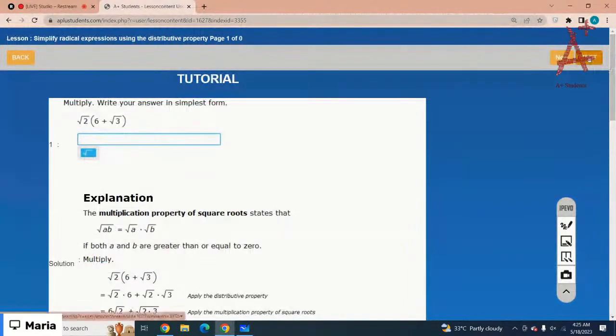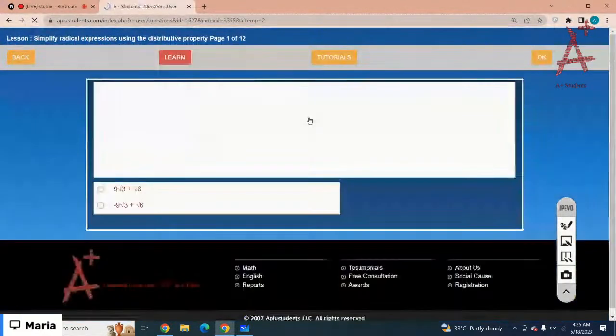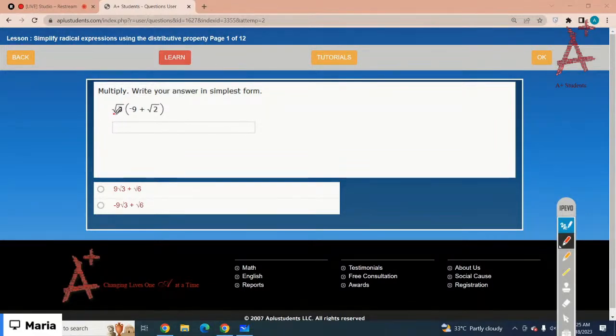Let's just start with the practice questions. Basically, you have to apply the distributive property here. The number that is outside the bracket, you have to multiply it with everything that is inside the bracket. Got it? So you multiply square root 3 with negative 9 and square root 3 with 2. It would be negative 9 square root 3 and square root 3 times square root 2. You have to write them down in the same radical. So it would be negative 9 square root 3 plus square root 6. The second option is the correct one. Got it?